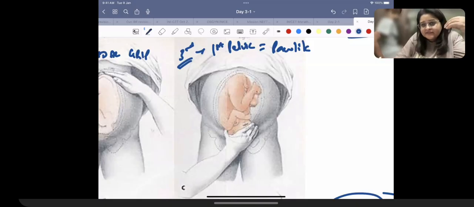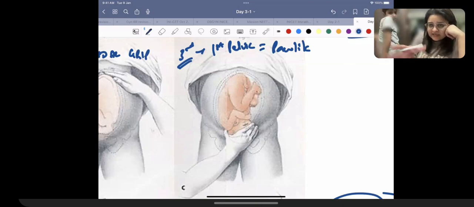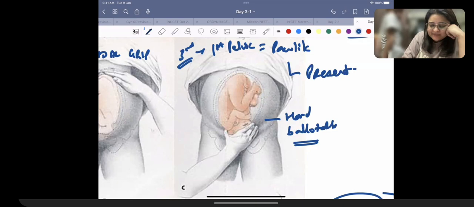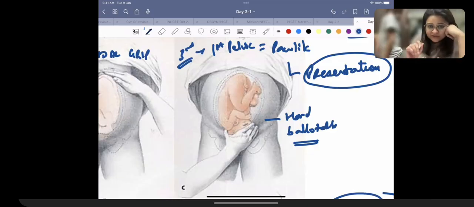And the Pawlik's grip is the one done with only one hand, because you put your hand in the pelvis and you try to palpate what is there. If it is the head, you will find a hard, ballotable structure. This is the fetal head. But if it's the breech, it will feel like a firm, broad, non-ballotable structure. So the first pelvic or the Pawlik grip or the third maneuver is telling us the presentation, the part of the fetus occupying the lower pole of the uterus.